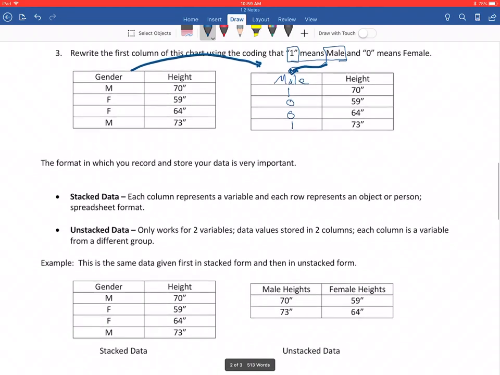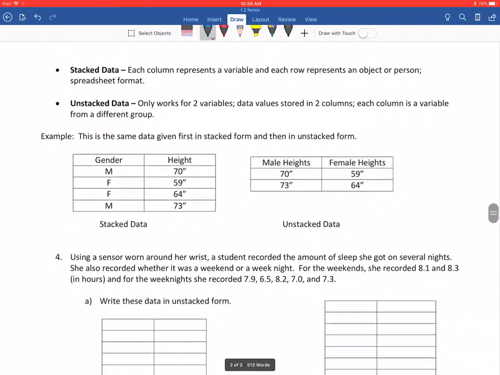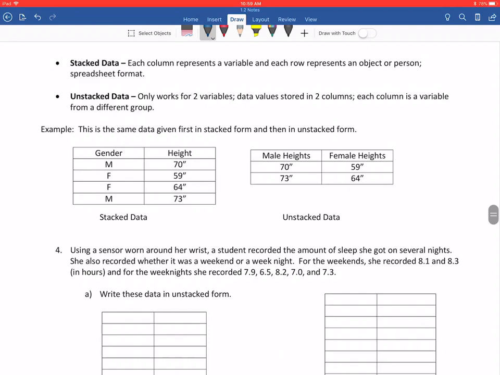Okay, there's also two basic ways to record and store your data. They're called stacked and unstacked charts. In a stacked chart, each column represents a variable and each row represents an object or a person. So honestly, this is the most common way that we are going to record our data anyway.